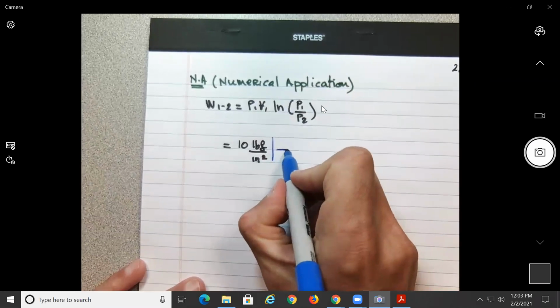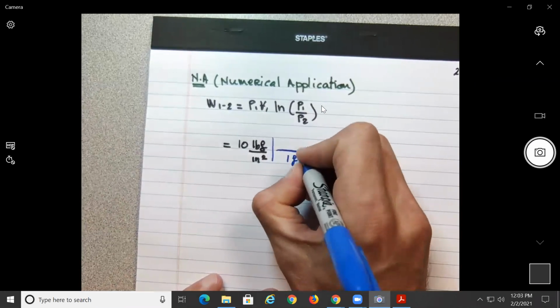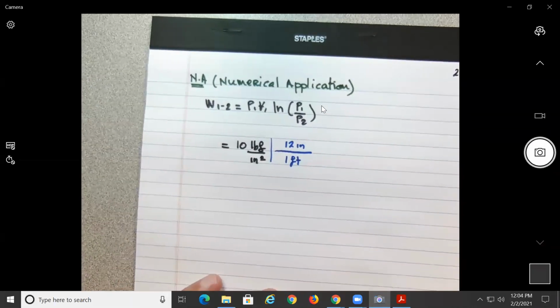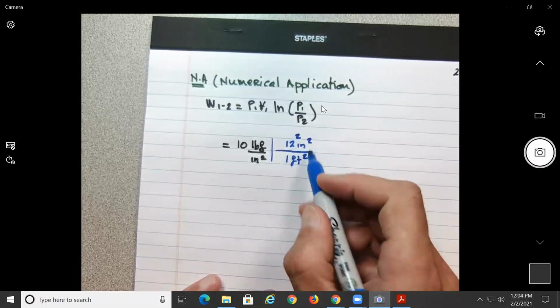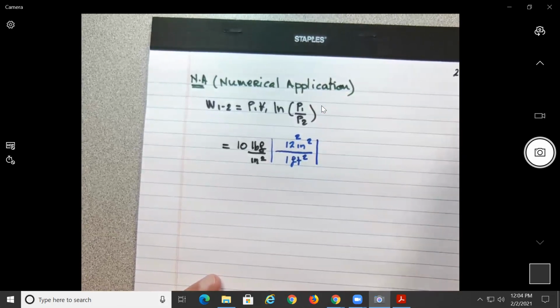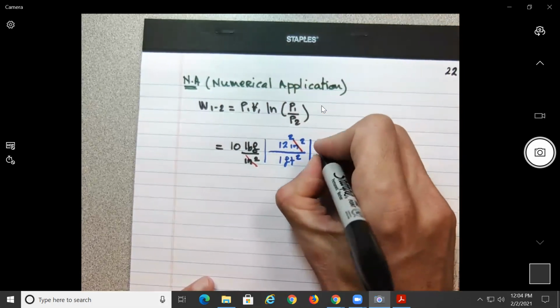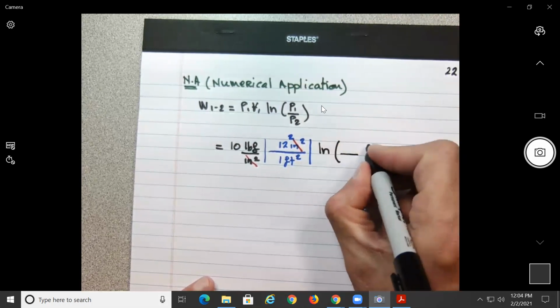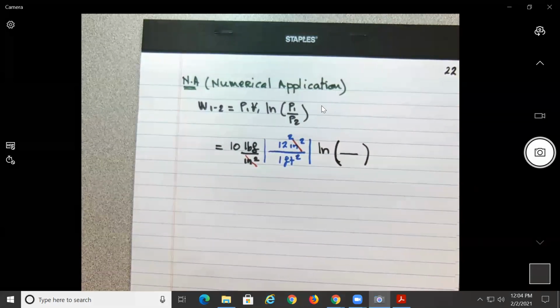I know you know how to do that, but how would you do that? Just know 1 foot is how many inches? 12 inches, no? So 1 foot square will be, you square everything, so it will be 144 inches square. And you see over here, this inch square will cancel with this one, and so on. And here we're going to have log. So here we don't have to worry about the units because the top and bottom units will cancel out. And from this point, we know that P1 is 10 and P2 is 50.